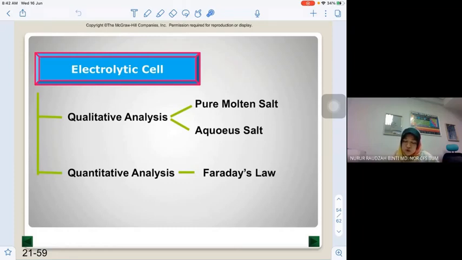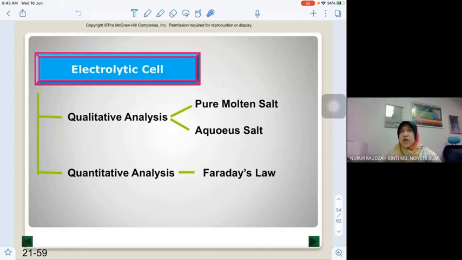Okay, so we have discussed there are three factors that we have to consider. Number one, the type of electrolyte that we use, either it is pure or aqueous, or we have only H2O as our electrolyte. That is the first factor. Second, we also need to consider the concentration of the electrolyte. For example, a concentrated sodium chloride brine solution and a dilute sodium chloride will lead to different products.